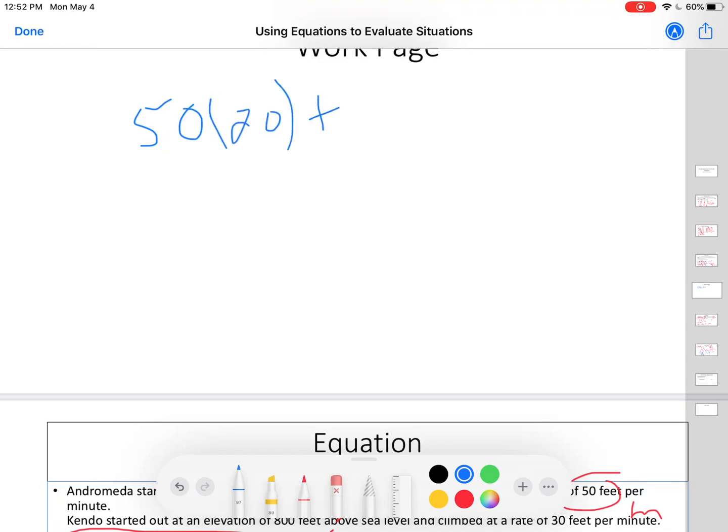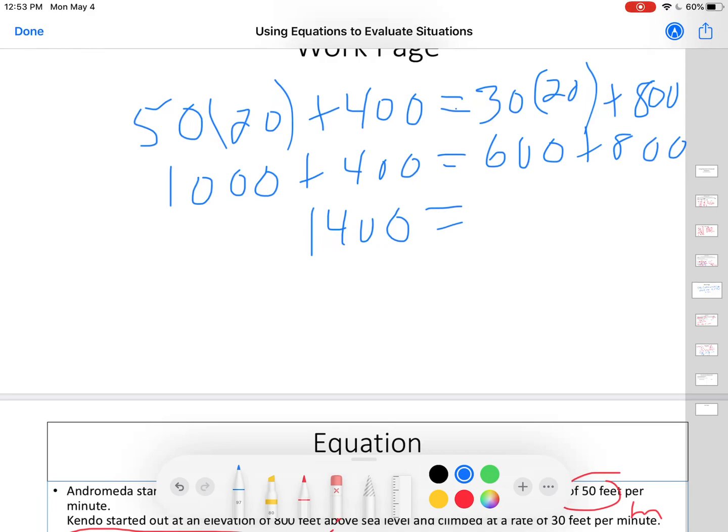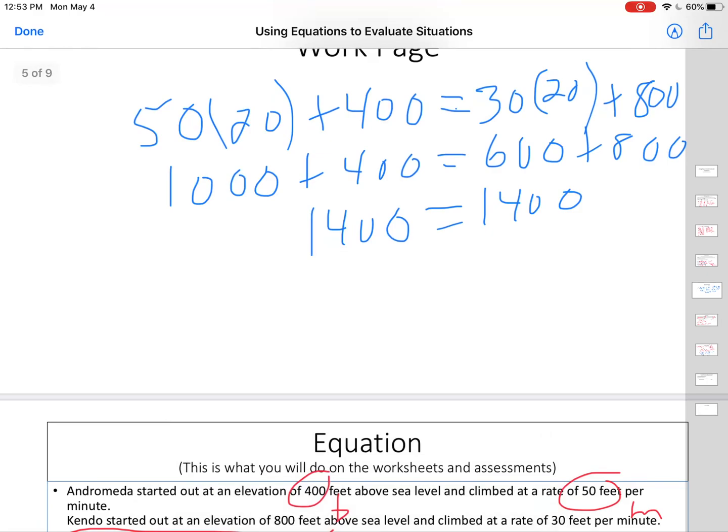50 times 20 plus 400 equals 30 times 20 plus 800. 50 times 20, well, that's 1,000, plus 400. 30 times 20 is 600, plus 800. 1,000 plus 400 is 1,400. 600 plus 800 is 1,400. 1,400 is equal to 1,400, so we know our solution is correct.